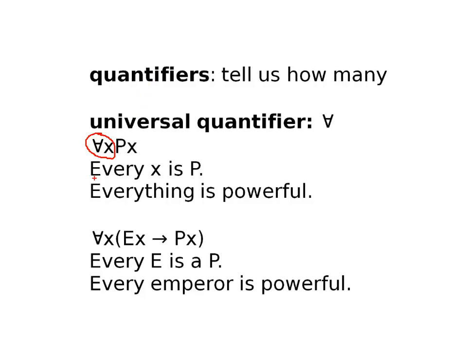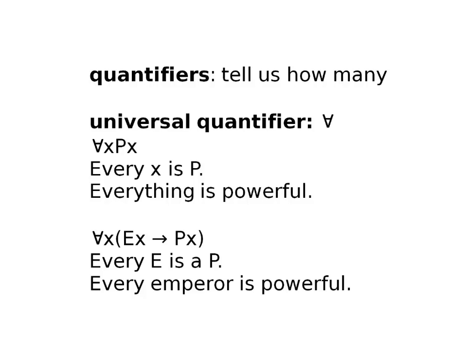This is probably a false sentence, right? That everything is powerful. A mouse isn't powerful, an electron isn't powerful. It may depend on what you mean by powerful, but anyway, that sentence is probably going to be false. Now, more typically, we want to talk not about everything whatever, but about everything of a certain kind, like all the people in this room, all women, all Americans, something like that.